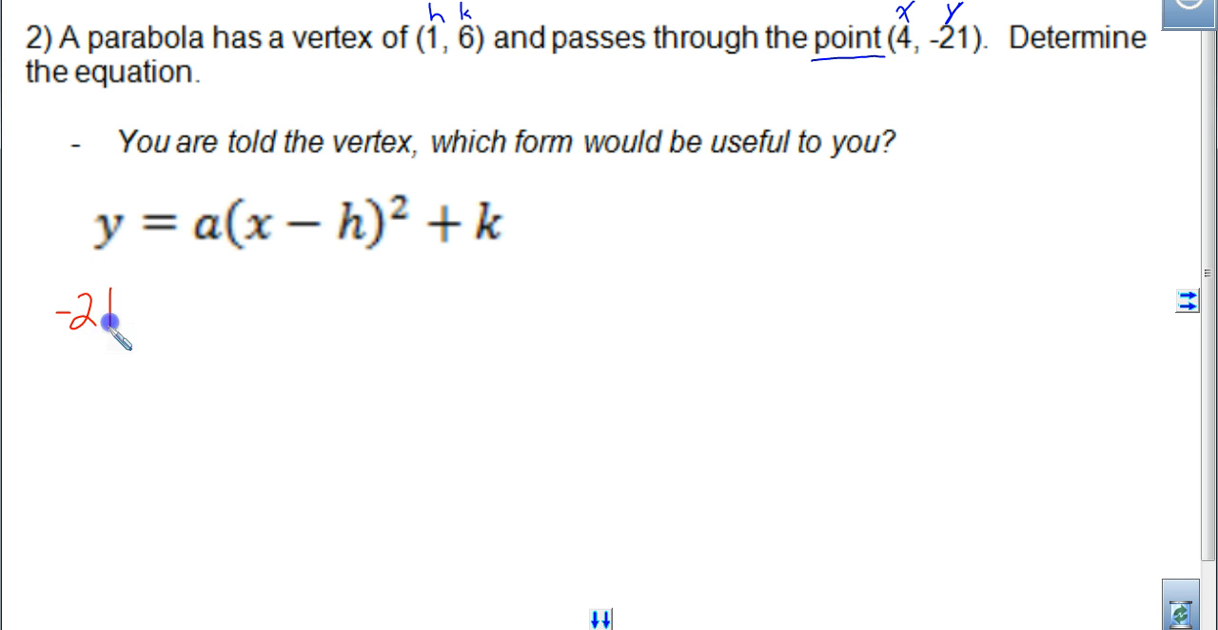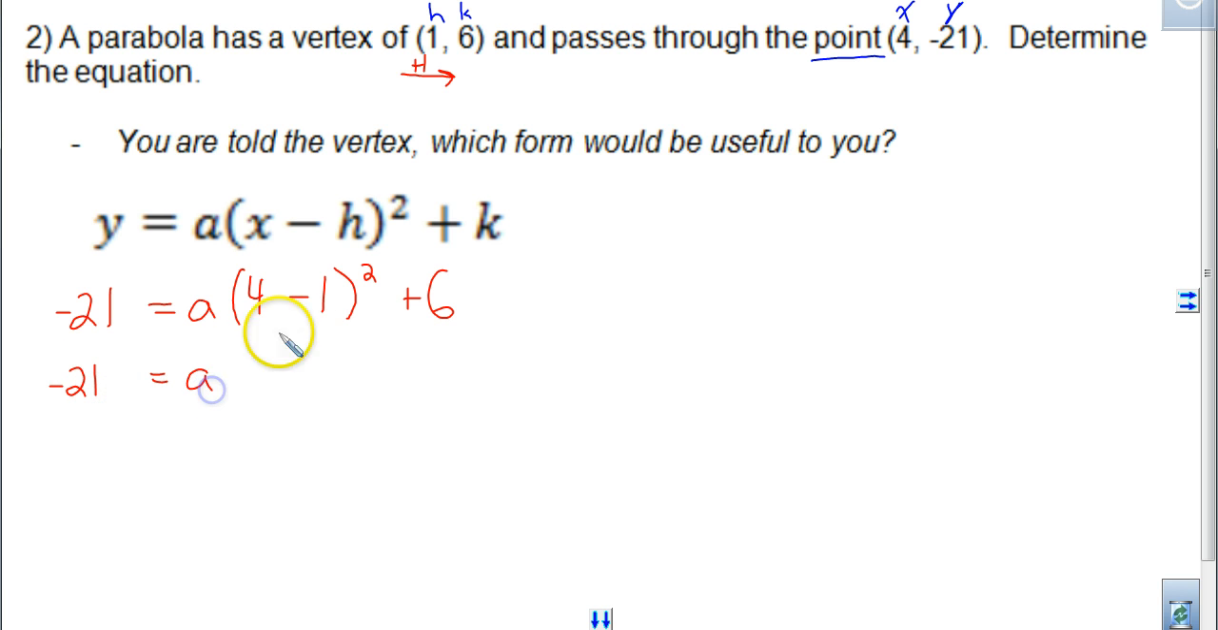So -21, I'll put in for y. That was my y coordinate, is equal to a times x minus h. So x is 4, subtract h, so subtract 1, squared, plus k. Just remember that it is x minus h squared. So if h is positive 1, remember that moves the vertex to the right by 1. So it actually looks like -1 in the brackets. Just be careful of that.